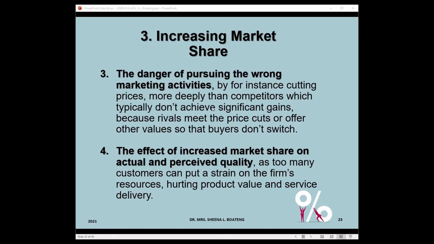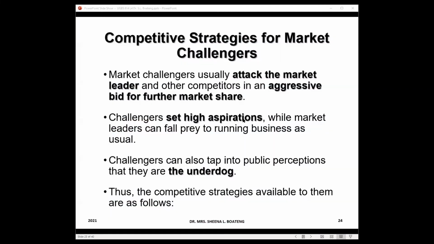So in increasing market share, market leaders have to be very careful about its effect on the actual and perceived quality of their products and services, which earned them the market leader position in the first place. So essentially, these three competitive strategies that we have talked about in terms of increasing market share, protecting current market share, and expanding total market demand are the three main strategies available to market leaders if they wish to remain competitive. Now let's move on to market challengers, who come directly behind the market leaders.